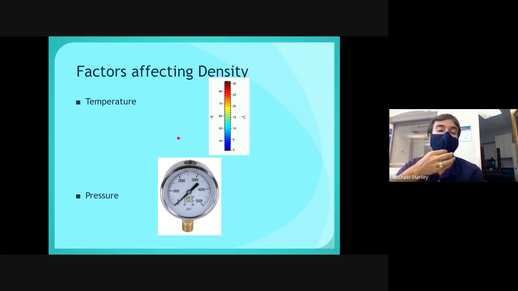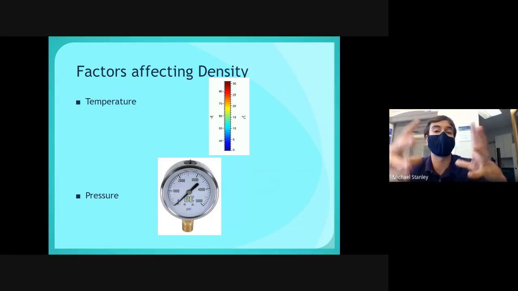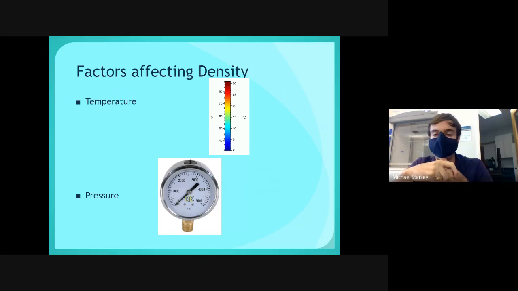There are a couple different things that can affect the density of your substance. Temperature is one that we talked about already. As gases and liquids get hotter, they tend to become less dense and rise. And as they get cooler, they tend to become more dense and sink. Pressure can also affect density. You can increase your density by putting your contents under a lot of pressure.